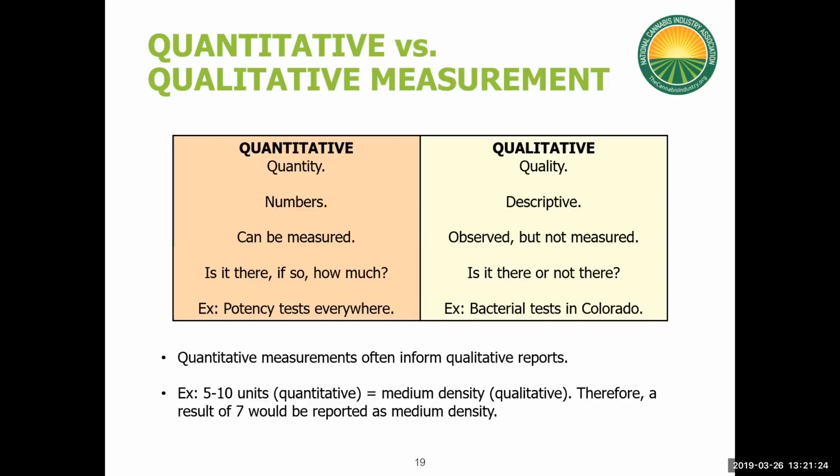So one of the ways in which quantitative measurements inform qualitative measurements is that you can use a quantitative result to describe a qualitative measurement. So for example, if you observe anywhere between 5 and 10 units of an analyte, that could be equated to a medium density of observed quantity. Therefore, a result of 7, the quantitative measurement, would be reported as medium density, a qualitative measurement.